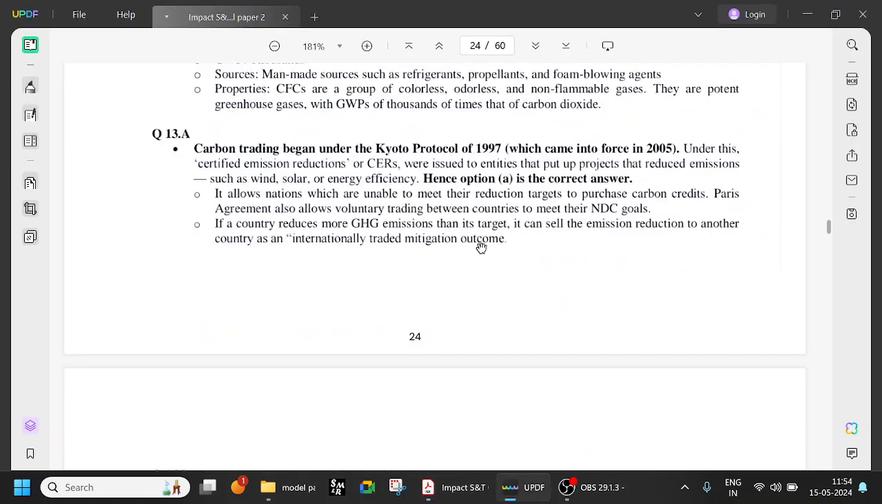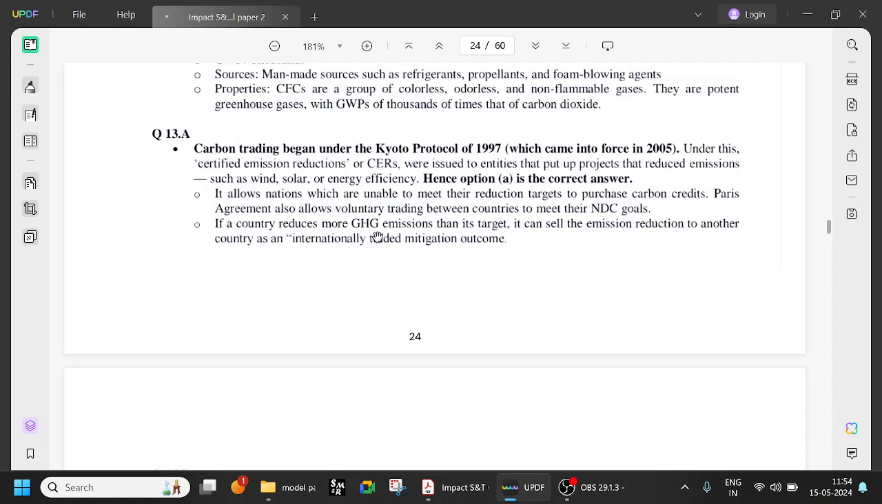Anyway, and carbon trading, we have already seen Joint Implementation, CDM, and all those. Three things we have seen, right? So all that comes under the Kyoto Protocol. It allows nations which are unable to meet their reduction targets to purchase carbon credits. Paris Agreement also allows voluntary trading between countries to meet the nationally determined contribution goals. Okay, each country will determine how much it wants to reduce carbon emissions.